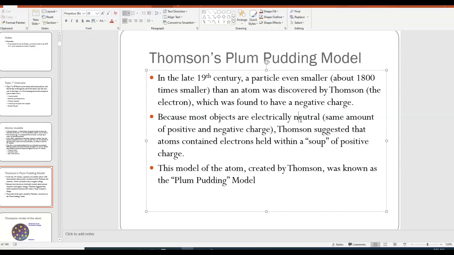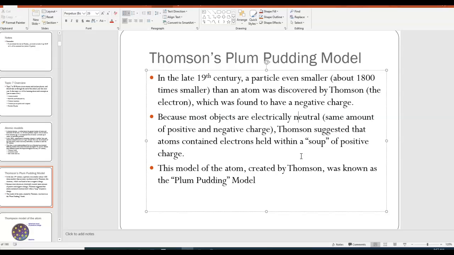And so Thomson came up with a model of the atom that had his electrons in them, which he had discovered, of course. He came up with a model that suggested that atoms contained electrons held within a soup of positive charge. Now, of course, we now know there are positively charged particles, but Thomson didn't know that at the time. He did know about the electrons, which of course he had discovered, and he knew there had to be some positive charge in there to balance out the negative charge, because again, most objects are electrically neutral.